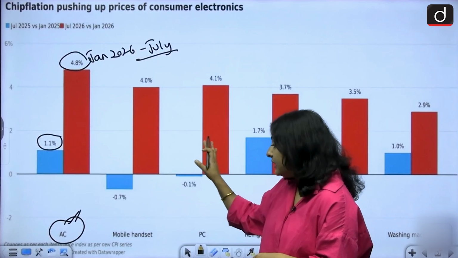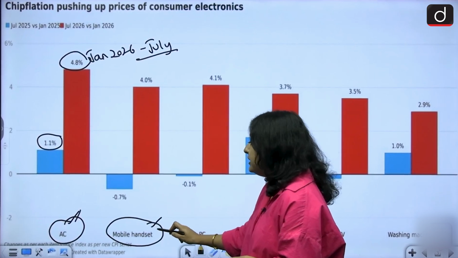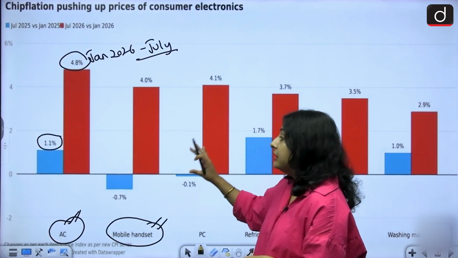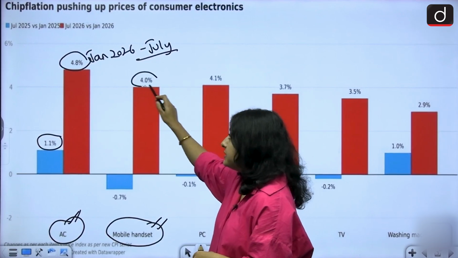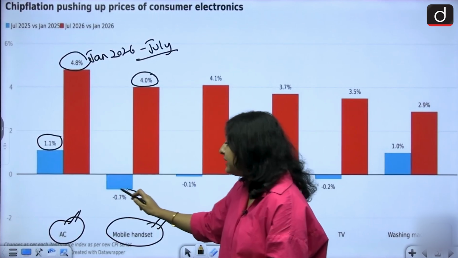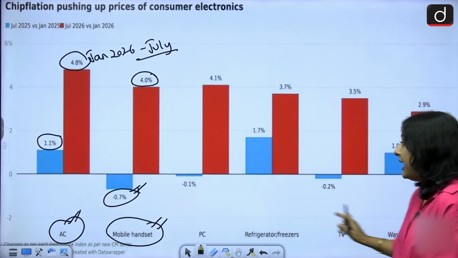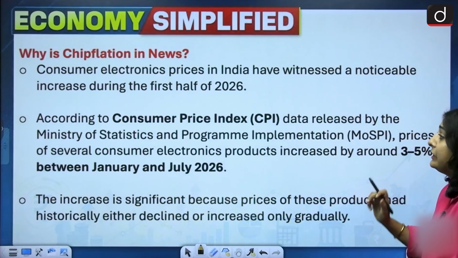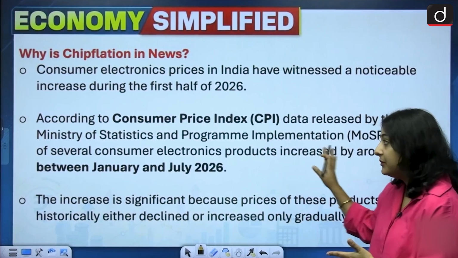Similarly, if we talk about the mobile handset, that means smartphones, you can see that this year the prices of mobile phones have increased up to 4%. As compared to the previous year, what was the net increase? It was minus 0.7%. Alright, so we can see that the prices of consumer electronic products in India are witnessing a rise in prices.